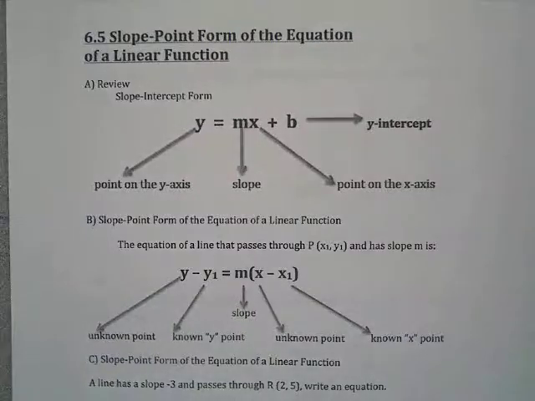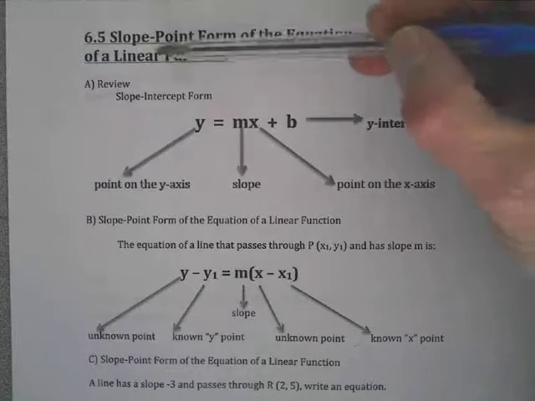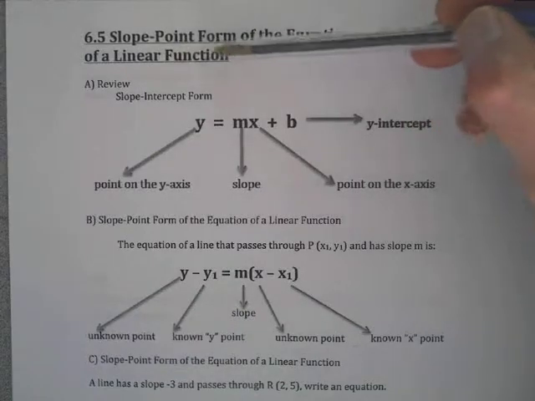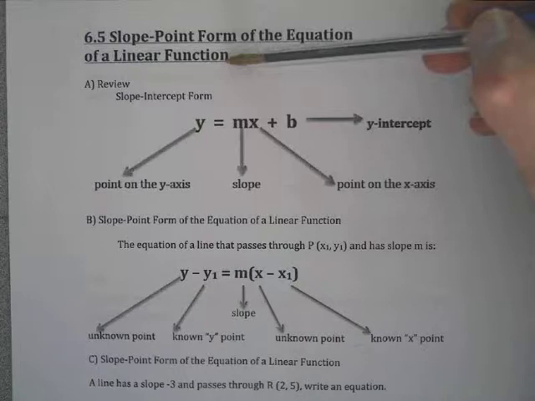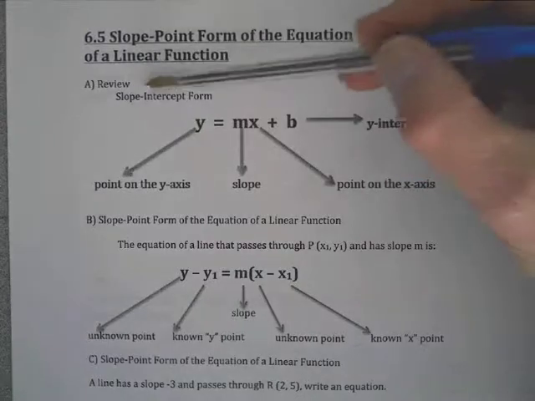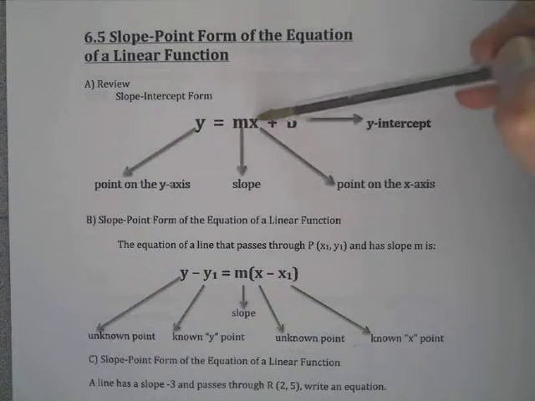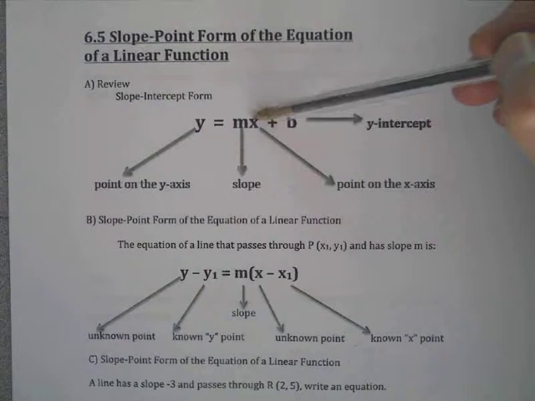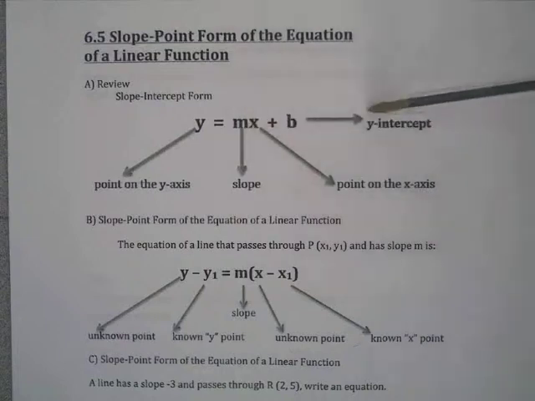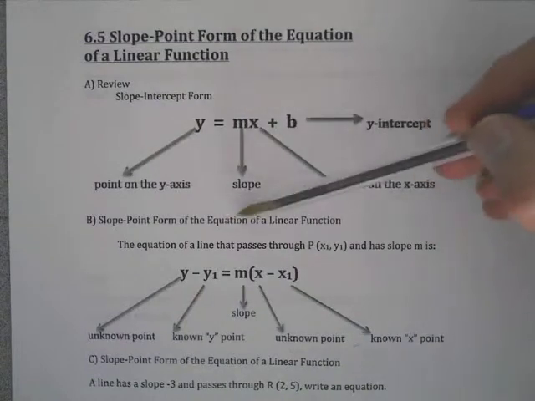So today we're looking at 6.5, slope-point form of the equation of a linear function. Once again, linear function means it would be a straight line with constants being the same for the x and the y value. So review. Slope-intercept form, y equals mx plus b. Y and x are your points somewhere along the grid of the graph paper, and m is your slope and b is your y-intercept. Now we're going to learn a new formula.